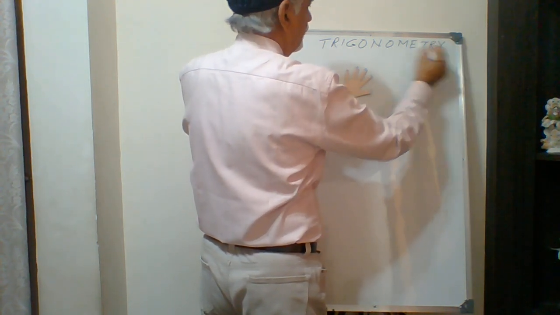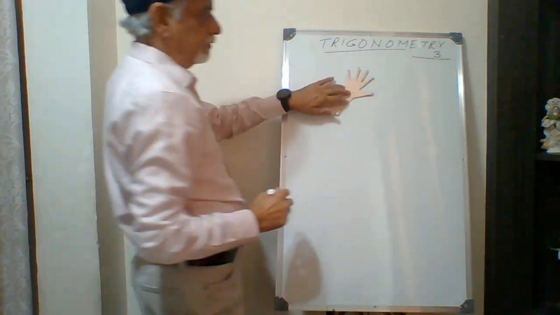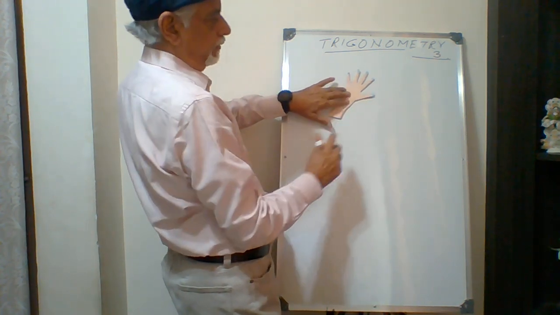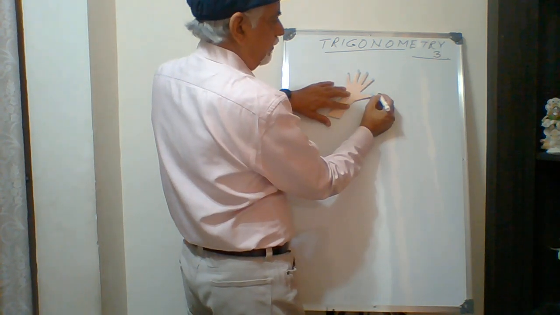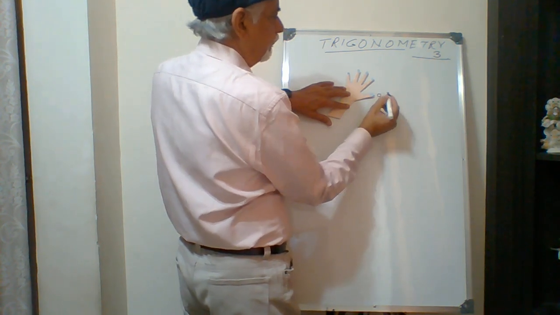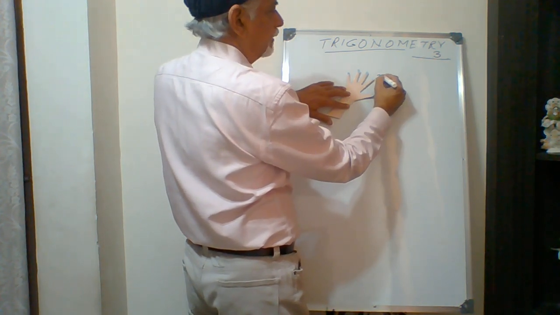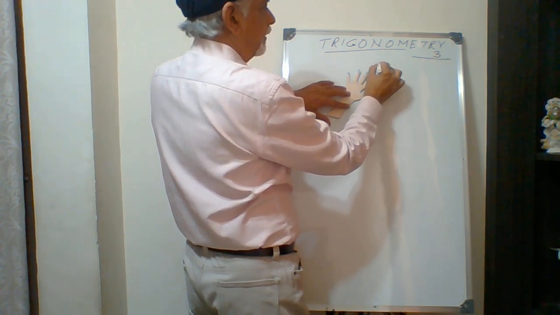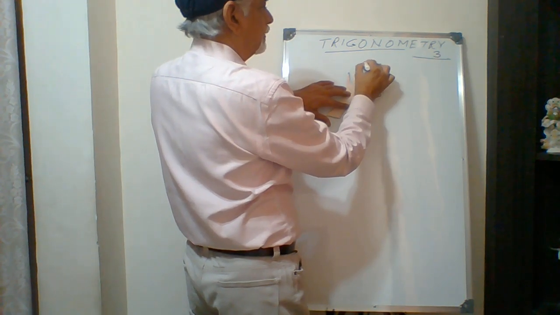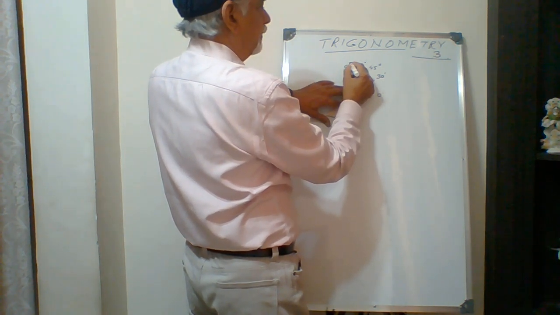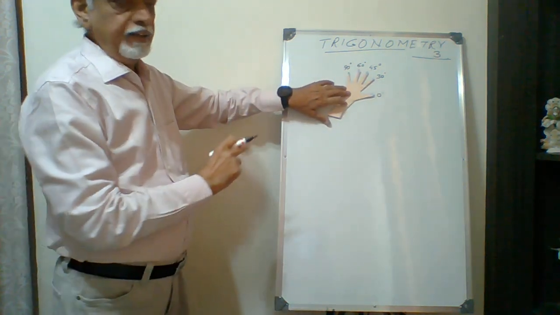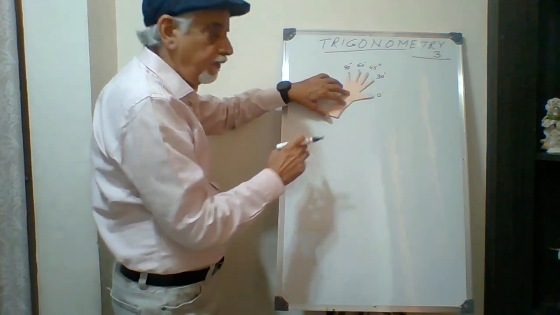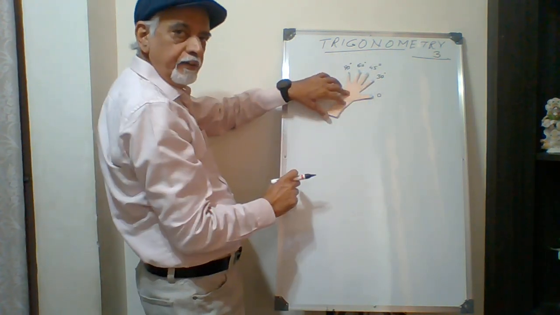The part 3, third session for trigonometry. Now taking this as your hand, calling this your 0 degree. This finger we will call 30 degree. This we will call 45 degree, 60 degree, and 90 degree. So the fingers have got the names of the degrees of trigonometry: 0, 30, 45, 60, and 90.